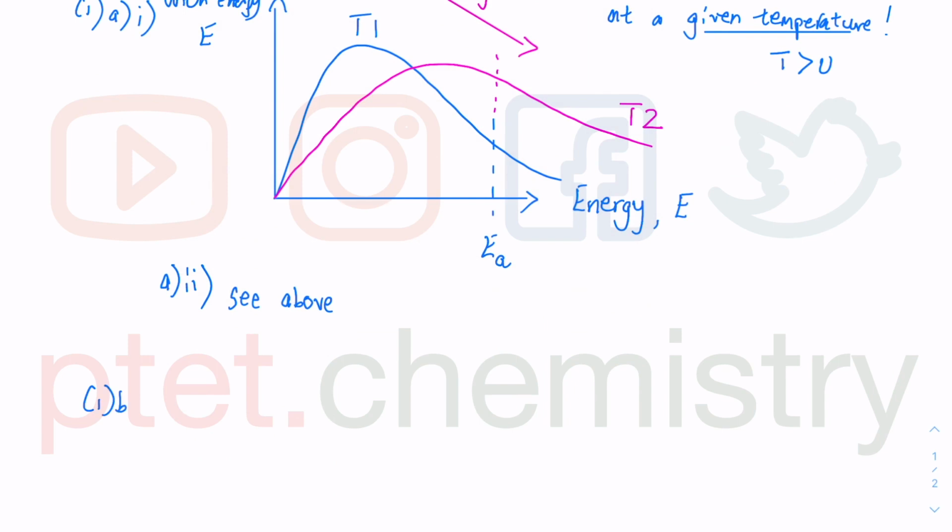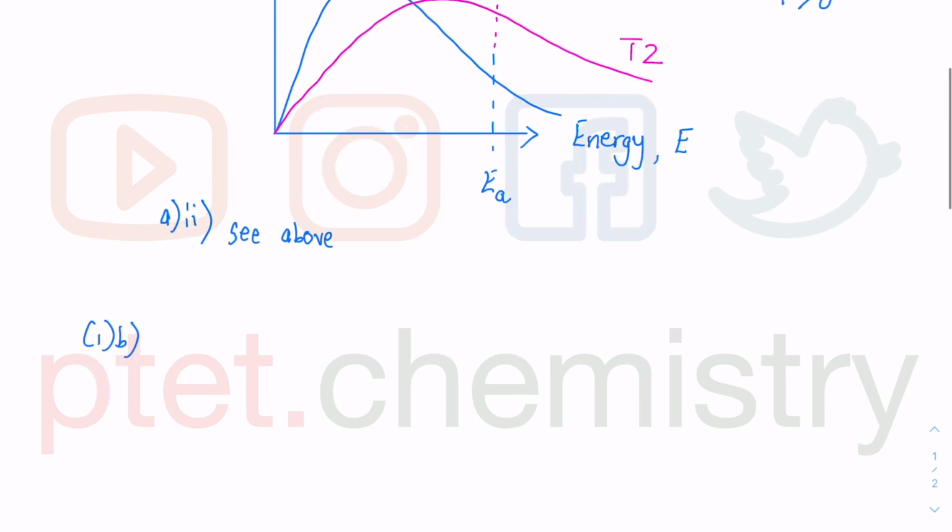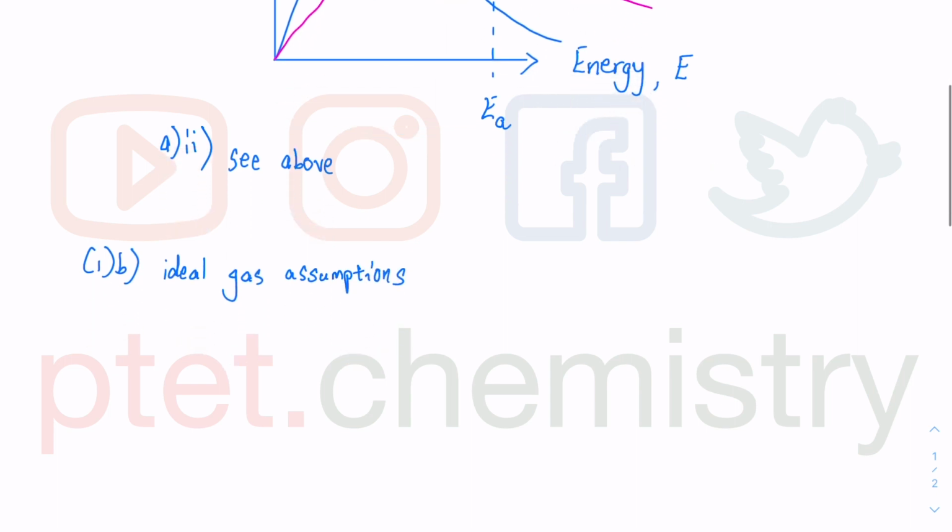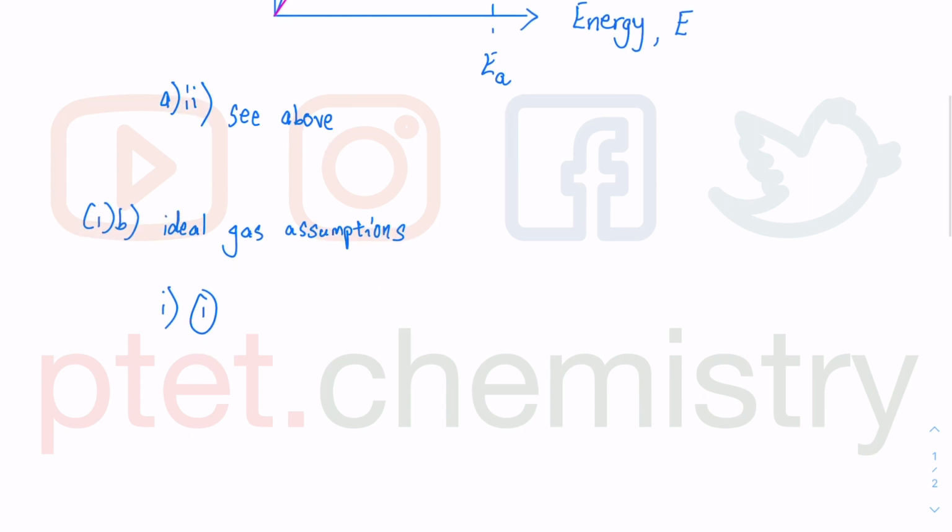So part B, the Boltzmann distribution assumes that the particles behave as an ideal gas. They want you to talk about ideal gas assumptions. There are quite a lot of assumptions, and they can be worth up to 4 marks perhaps. They just want 2 assumptions. So the first assumption that I always tell the students, the easiest one to think about, is negligible intermolecular forces.